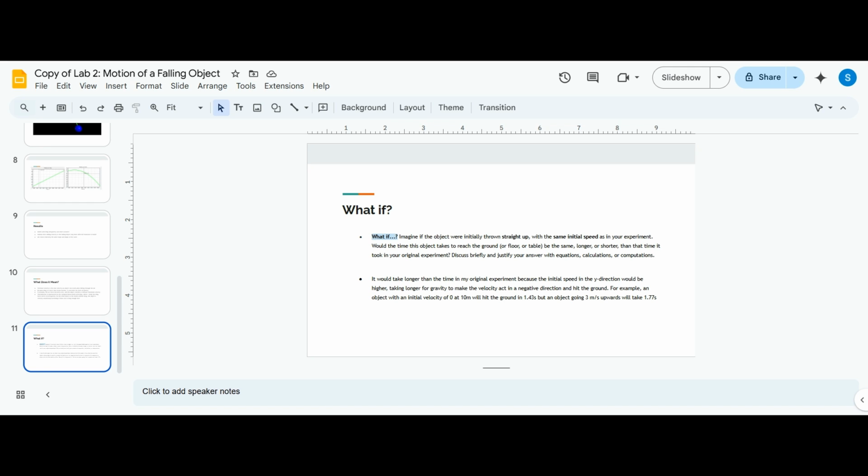For example, an object with an initial velocity of 0 to 10 meters will hit the ground in 1.43 seconds, but an object going 3.3 million meters per second upwards will take 1.7 seconds.